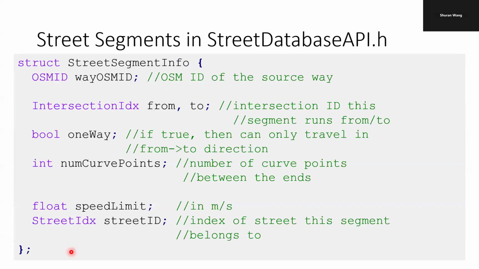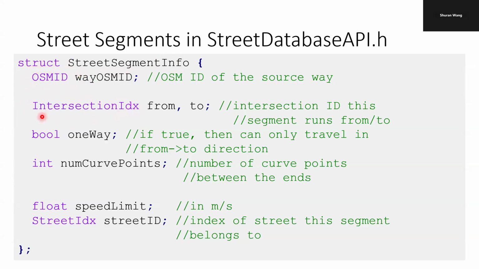So open streetDatabaseAPI.h, and you'll need to read through it to obtain all the information that you need. In this case, we're just showing the information that's used to store the street segment information. So each street segment has an OSM ID. The OSM ID is different from the street segment ID. OSM ID is a unique ID that is unique universally across all cities, all types. So this is a huge number.